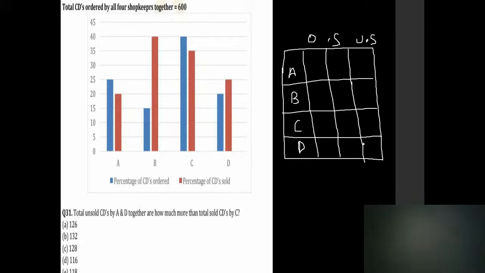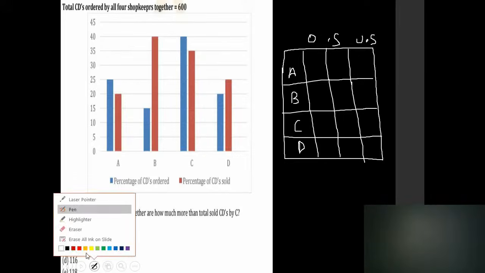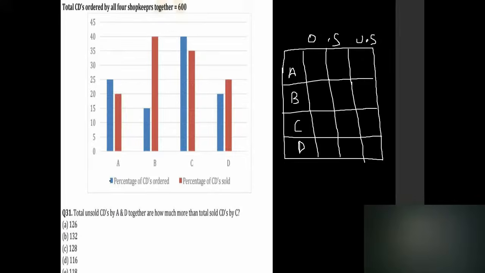Coming to the first one, total 600 CDs are there. So out of 600, shop A ordered 25 percentage. If you observe, blue color indicates percentage of CDs ordered. Red color indicates percentage of CDs sold. So if you observe the first one, this is 25%. So 25 percentage of the ordered CDs were by shop A.